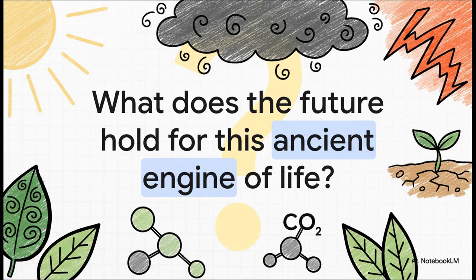So we'll leave you with this to chew on. We've just walked through this elegant, essential engine that literally powers our planet, an engine that runs on sunlight and builds with air. But as we continue to change the chemistry of our atmosphere, as our climate shifts, how is this ancient and absolutely vital engine going to respond? Now that is a question worth pondering.